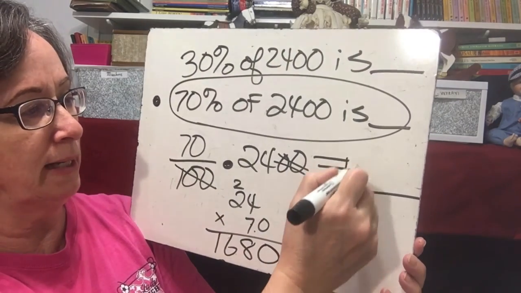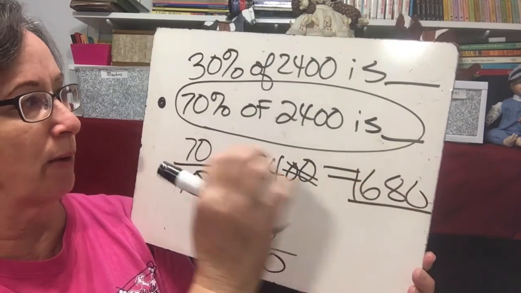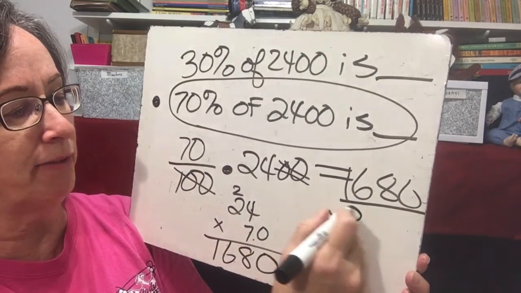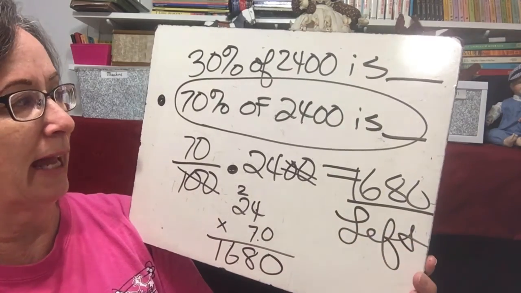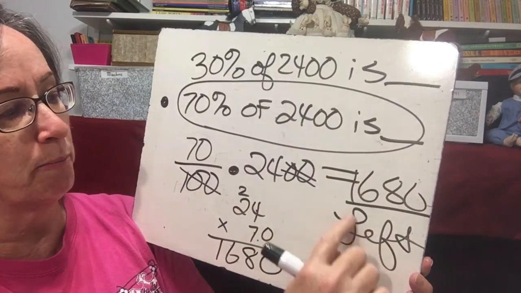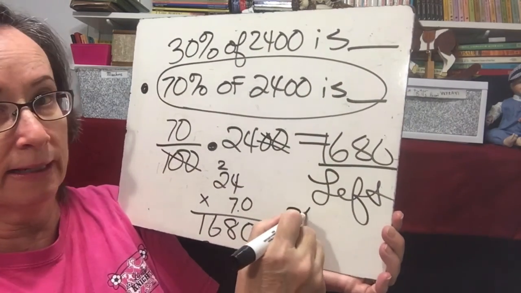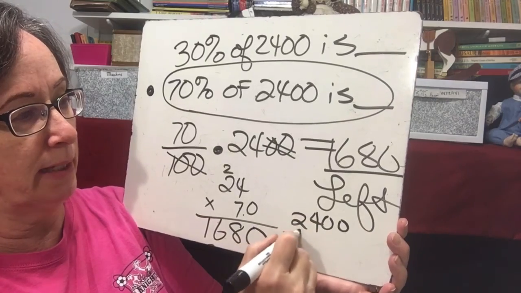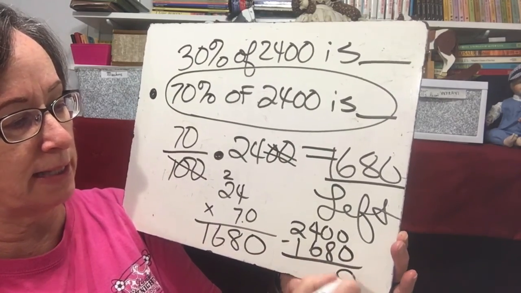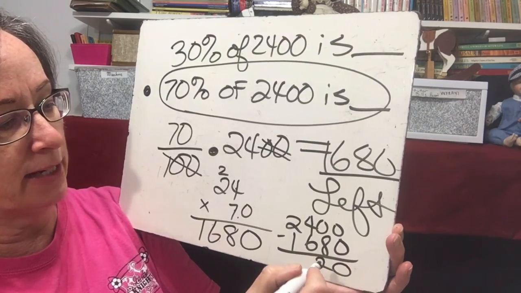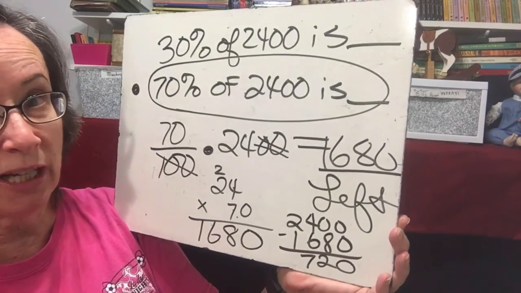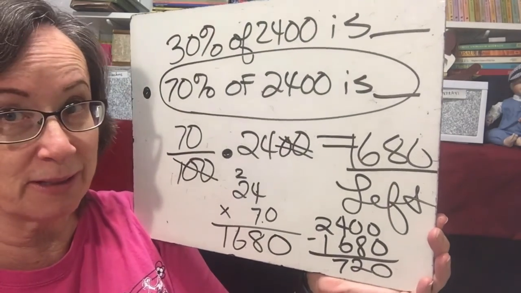So 1,680. So out of the 2,400, 1,680 are left. Okay, that means that 2,400 minus the 1,680 had to be chunked out because they were rotten and destroyed. Okay, so 720 shoes wore out.